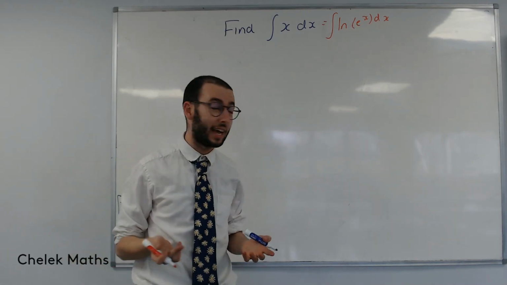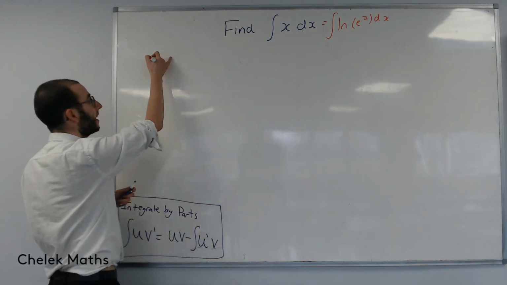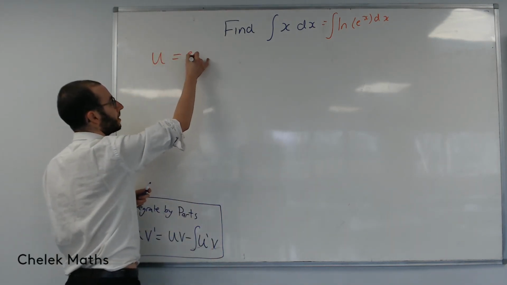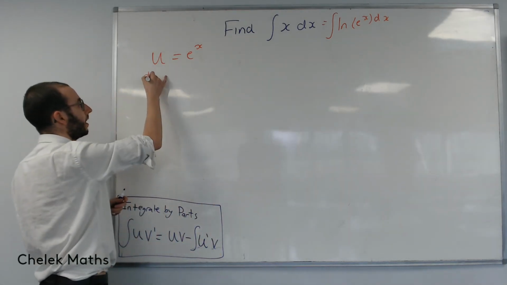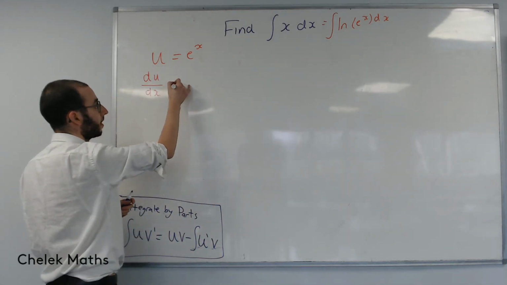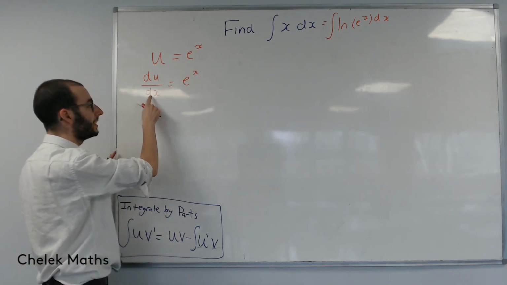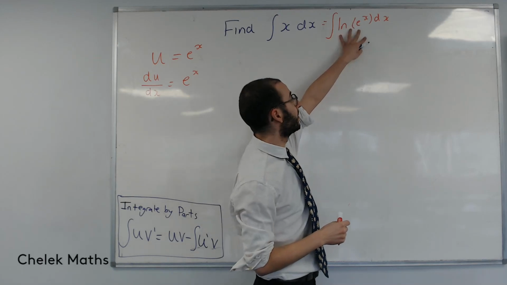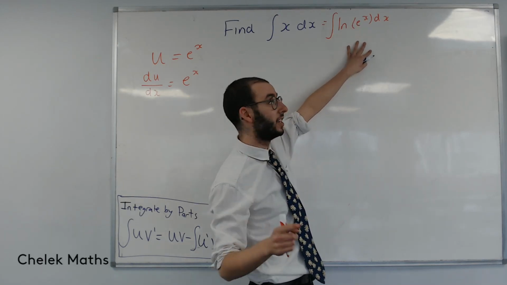And the way we're going to do that is by doing a u substitution. So I'm going to say that let u equals e to the x, the thing in the argument of the log. And then I'm going to differentiate this. E to the x differentiates to e to the x. And then I'm going to rearrange this for dx so that I can go from an integration in x to an integration in u.